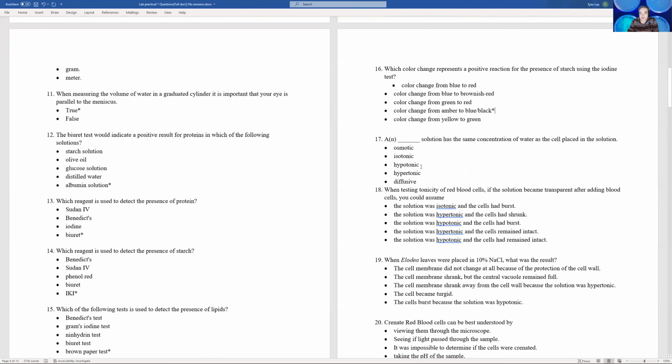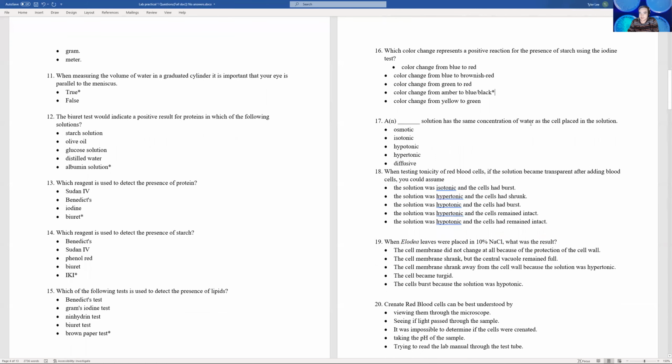A blank solution has the same concentration of water as the cell placed in the solution. So here we're now talking about tonicity. And tonicity is all about the concentration of solutes within a solution. In this case, we're talking about the same concentration of water. So here the keyword is same. If the water content and the solute content is the same both inside the cell and outside the cell, then that would mean that we have an isotonic solution where both concentrations are the same.